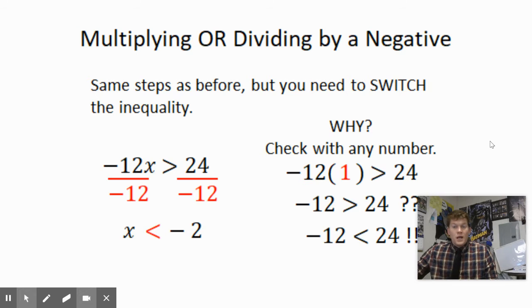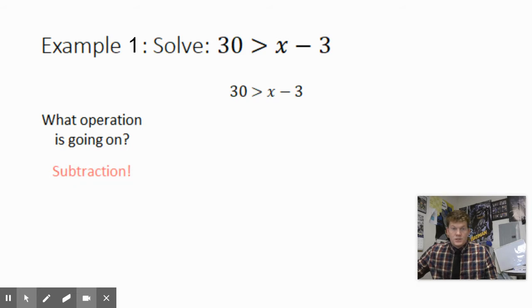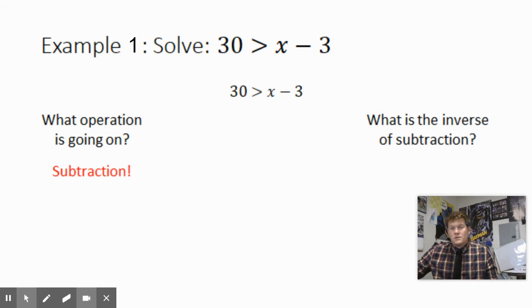Let's get into some examples. We have a lot of examples today, starting with this simple one right here. We got 30 is greater than x minus 3. What operation is going on? You should see subtraction. What's the opposite of that subtraction? Addition. So we're going to add 3 to both sides. Minus 3 plus 3 goes away. 30 plus 3 becomes 33. Now I got 33 is greater than x. Remember, I like my variables first, so I'm going to switch that x around. 33 goes back, and that also changes our inequality symbol. X is less than 33.